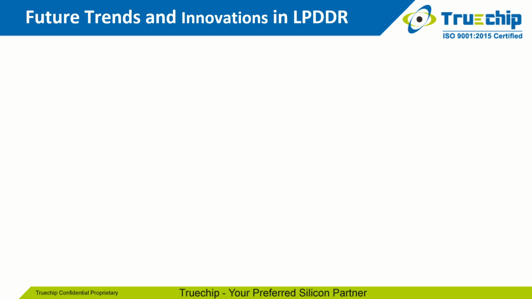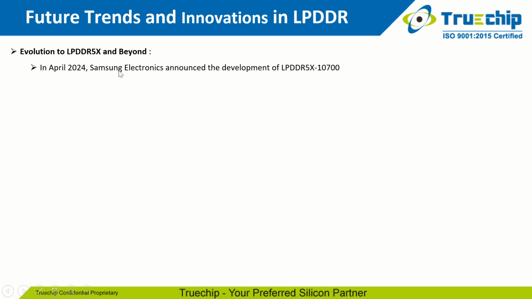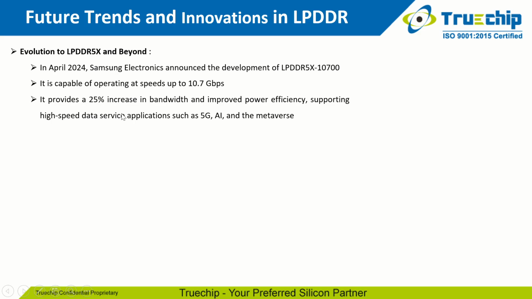Now let's talk about future trends and innovations in LPDDR. Evolution in LPDDR5X and beyond. In April 2024, Samsung Electronics announced development of LPDDR5X 10700. It is capable of operating at speeds up to 10.7 Gbps. It provides a 25% increase in bandwidth and improved power efficiency, supporting high-speed data service applications such as 5G, AI, and the metaverse.